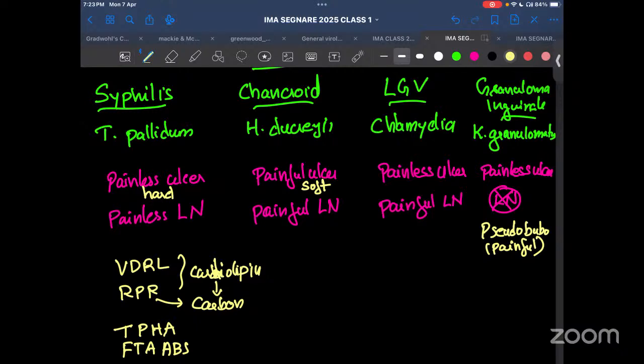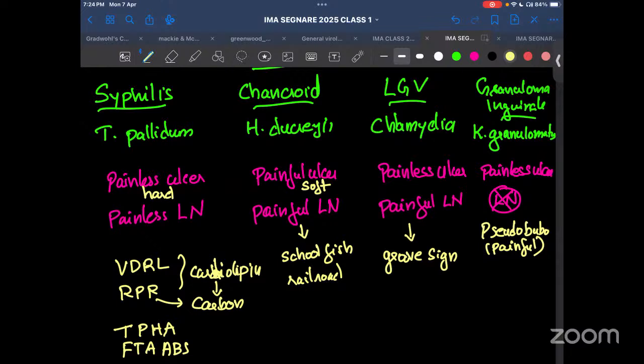Now chancroid, how the organism looks, the Haemophilus ducreyi: it looks like a school of fish pattern, which is also known as railroad pattern. And now in LGV there is lymphadenopathy. There is a gap between two lymph nodes, which is known as groove sign. Groove sign is a specialty of lymphogranuloma venereum.